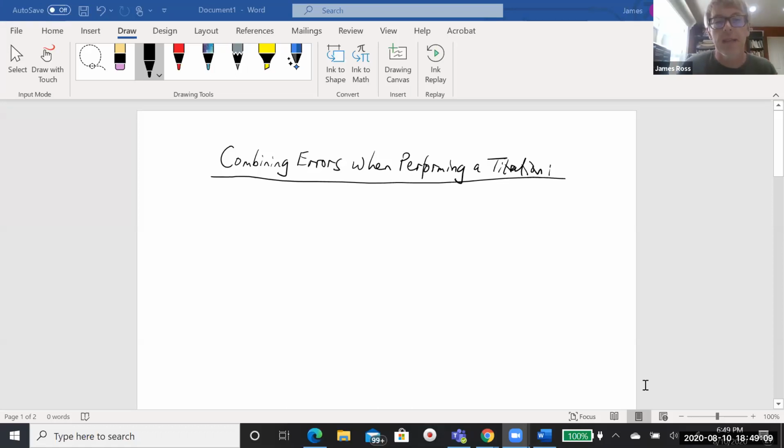So I've already got the title, Combining Errors When Performing a Titration. This is something that you can often do incorrectly and I want to address this before negative things start to happen. So let's say we're going to do a titration. What's important in the titration in terms of error is going to be the initial and the final measurement.